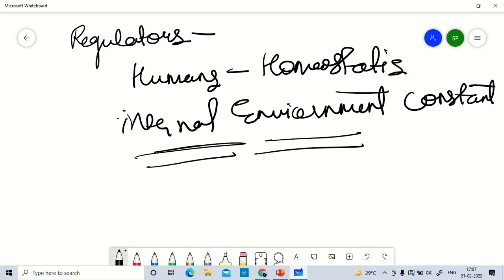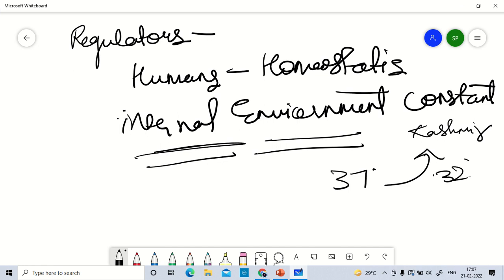It's not like we are at 37 degrees Celsius and the moment we go to Kashmir in winter, we become, I don't know, 32 degrees Celsius or something. Our temperature will not become less, or increase and become 40. No, it doesn't happen like that. It's just an example. There are already so many examples, and I still try to give more. Most of them I gave on the spot.